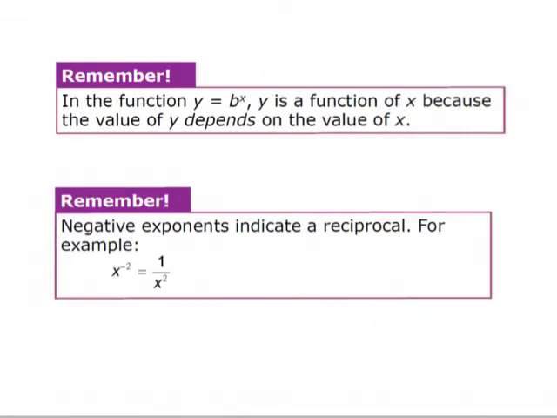Now in this slide there's just a couple things that we want to remember. So I'm going to read through this quickly. In the function y equals b to the x, y is a function of x because the value of y depends on the value of x. In other words, you plug a value in for x and you get a y value back. Now for a negative exponent, remember what the negative exponent did. Remember, we had a word for that. It reciprocated it. In other words, if you have x to the negative 2, you put 1 over it, so it's 1 over x squared. So keep that in mind.